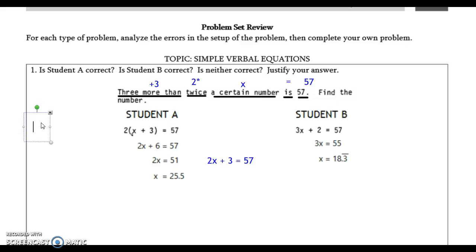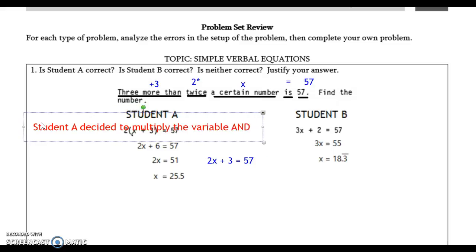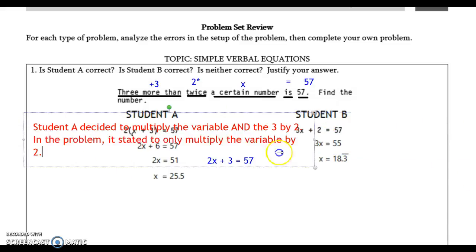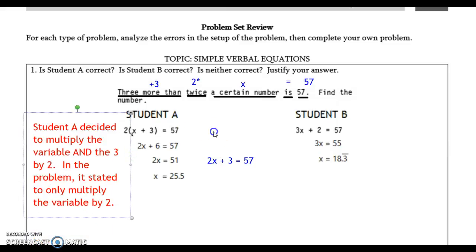So in response, you could say that student A decided to multiply the variable and the 3 by 2. In the problem, it's stated to only multiply the variable by 2. Well, that's pretty messy, so I'm going to try to clean that up. Here we go.